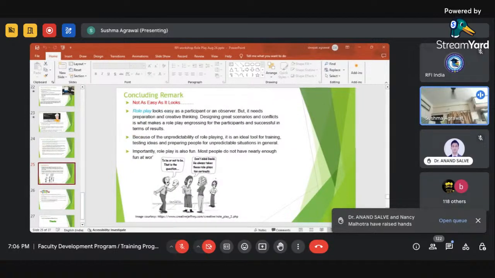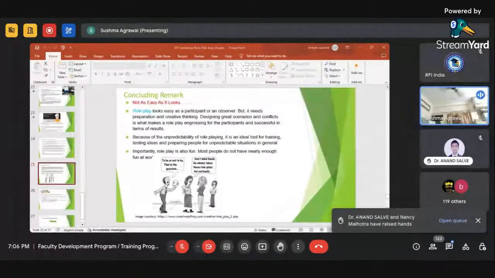So in the form of a concluding remark, getting the role play activity done is not as easy as it looks. It looks easy as a participant or an observer, but it requires lots of preparation in critical thinking or creative thinking. As we have seen in our slides, many types of areas need to be focused on while defining the role play activity.